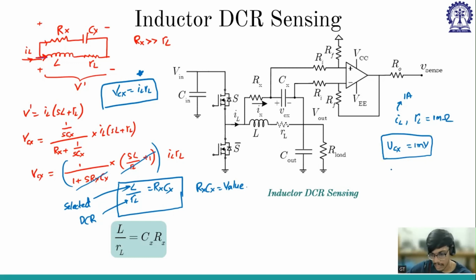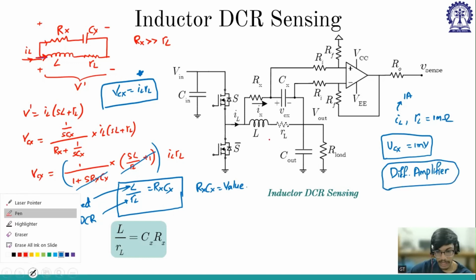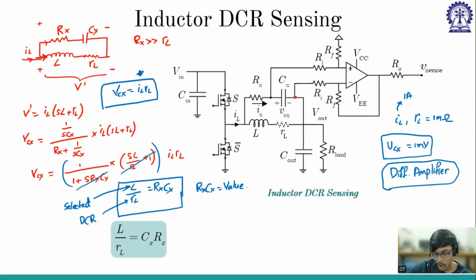So for increasing the gain, we are using a differential amplifier. Why are we using a differential amplifier? Because this is some floating voltage, not ground. This is also some floating voltage, not ground. So there are two floating voltages which are not ground. So for that reason, I am using a differential amplifier. Say if you consider a non-inverting amplifier, here you will have voltage.